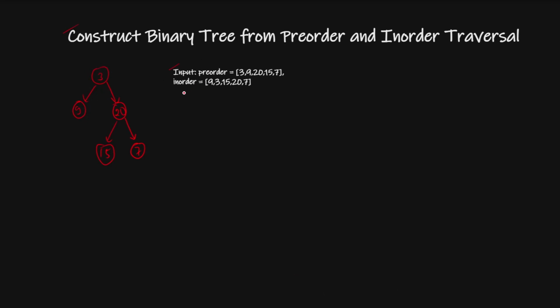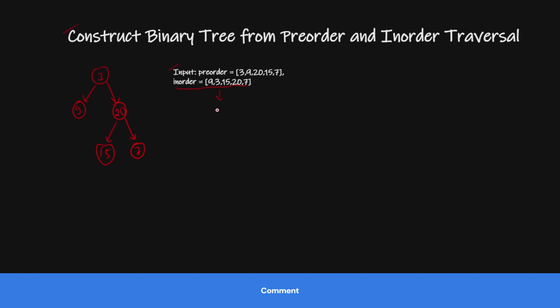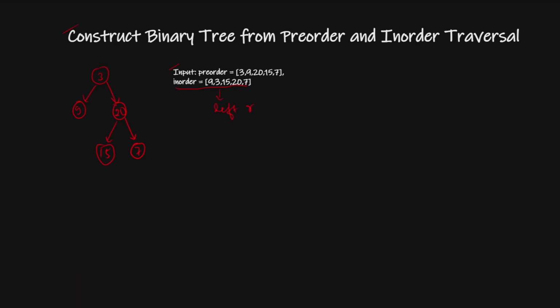First of all, let's understand what inorder and preorder are. I have explained this in detail in earlier videos, you can refer to those videos. But in short, in inorder, I first traverse the left subtree, then I traverse my root, and then I traverse my right subtree. And in preorder, first I traverse the root, then I traverse my left subtree, and then I traverse my right subtree.